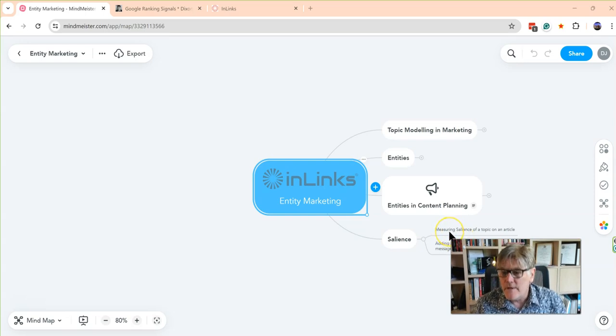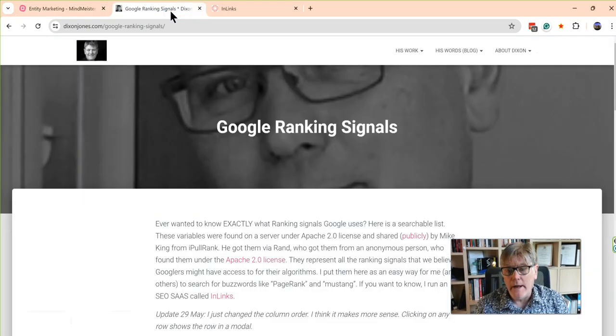So measuring the salience of a topic of an article. Let's understand what that means. Salience means, how important is an entity in particular in an article. And for Google, it turns out to be quite important.